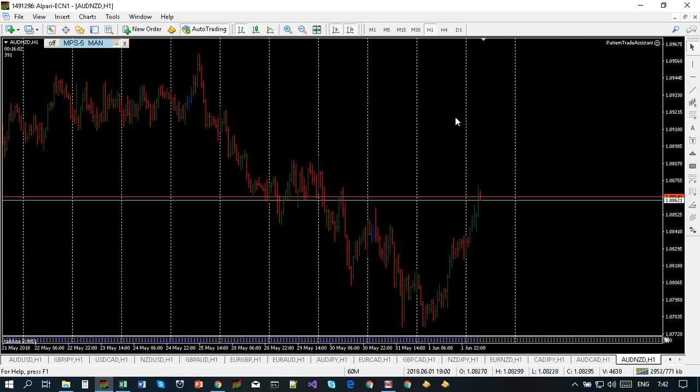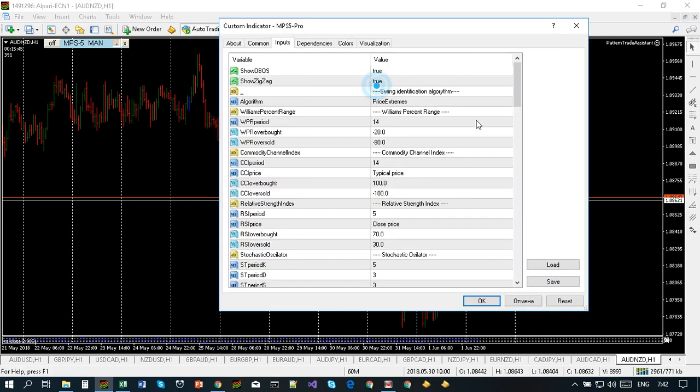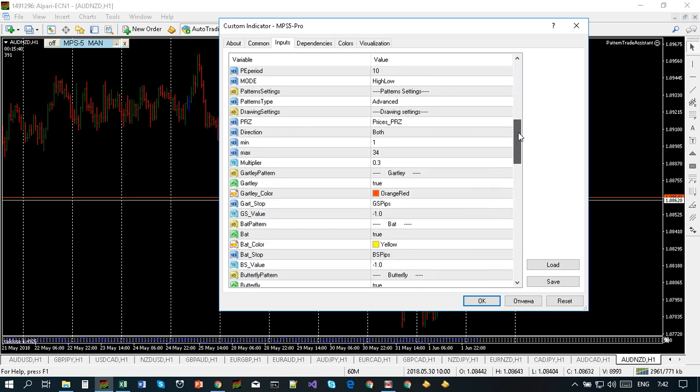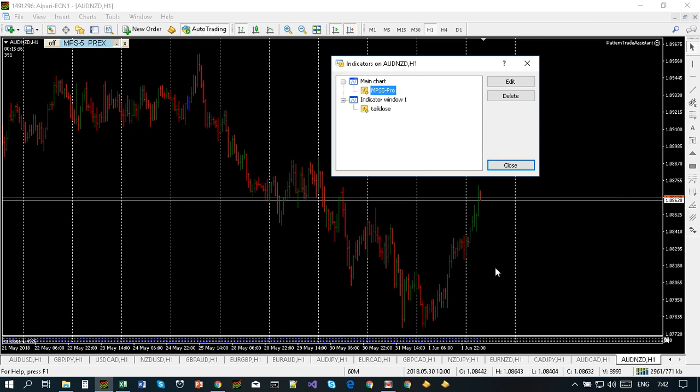My software was running the swing identification algorithm that finds the extreme high or extreme low within a predefined period of candles. They are 10 candles or whatever candles. It depends on what you set. Just go to settings and set the conditions that you like. My period is 10.